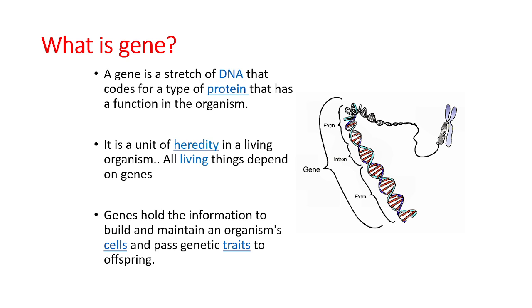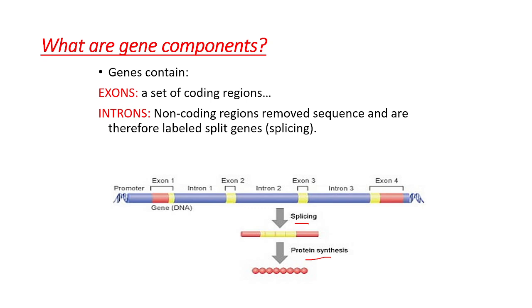So, what is a gene? The gene is a stretch of DNA that codes for a type of protein that functions for a particular organism. It is a unit of heredity in a living organism, and all living things depend on genes to carry their information to the upcoming generation. Genes hold the information to build and maintain an organism's cells and pass genetic traits to the offspring.